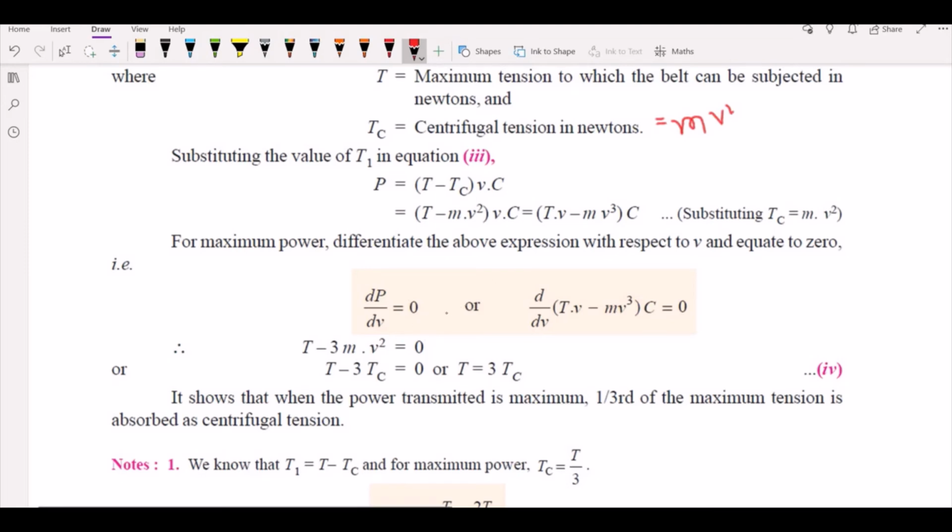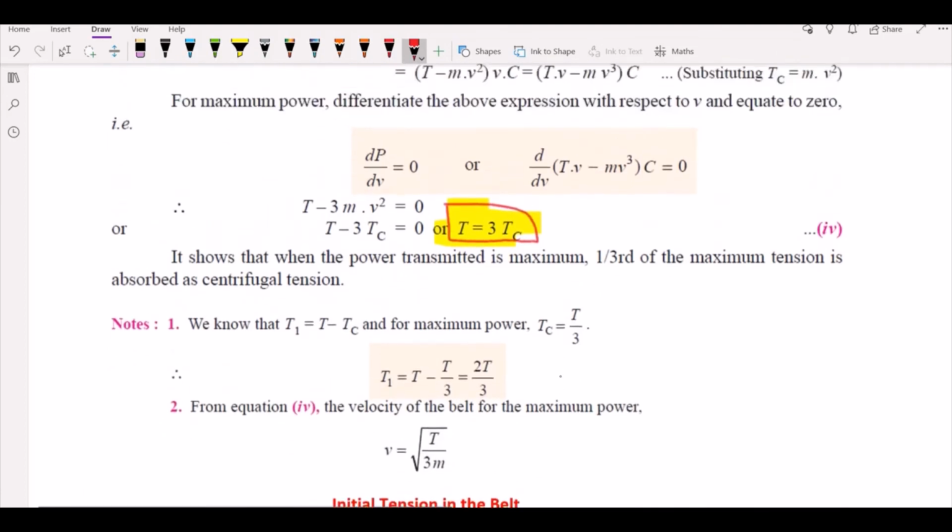So if I differentiate dP by dV equal to 0, then by simple substitution in the mathematical calculations I finally get the relation T is equal to 3 times TC. That is, the maximum tension is 3 times your centrifugal tension. That is your condition for maximum power. It shows that power transmitted is maximum when 1/3 of the maximum tension is absorbed as centrifugal tension. If it is not absorbed, then you do not get your maximum power. In order to get maximum power, it should be 1/3 of the maximum tension. That is the calculation of maximum power.